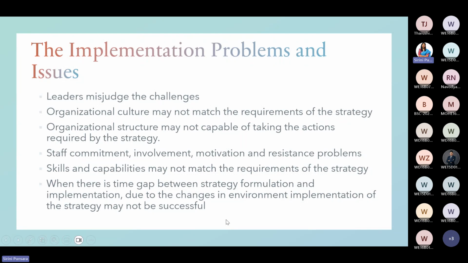And sometimes management of the company can change. So the ones who formulate the strategy and the ones who are going to implement the strategy can differ. In that case, there will be issues. So these are some of the problems which we can face when we are going to implement a strategy.